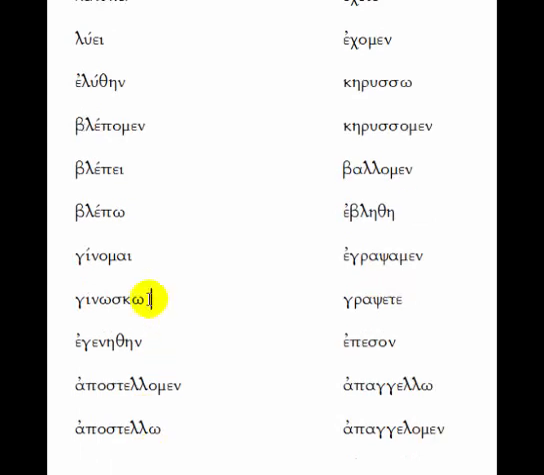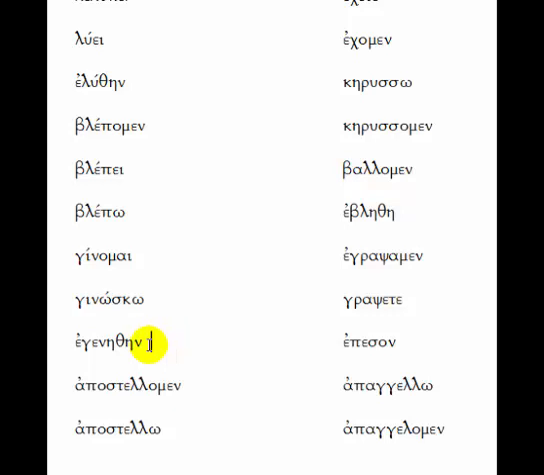Ginosko, the verb meaning to know, or in this case, I know. Here we have three syllables: gi, nosk, and ko. But in this case, we're only going to be able to bring back the accent one syllable because the ultima is a long vowel. So the accent would have to go one syllable back on the penult.